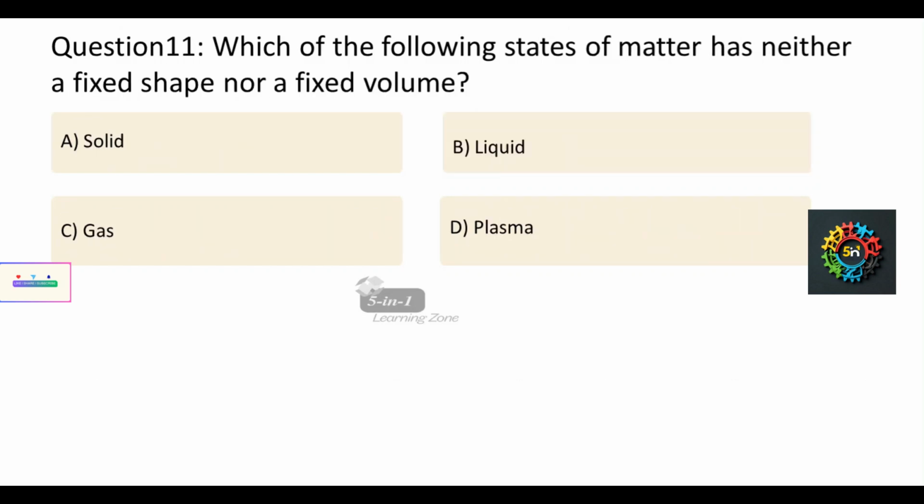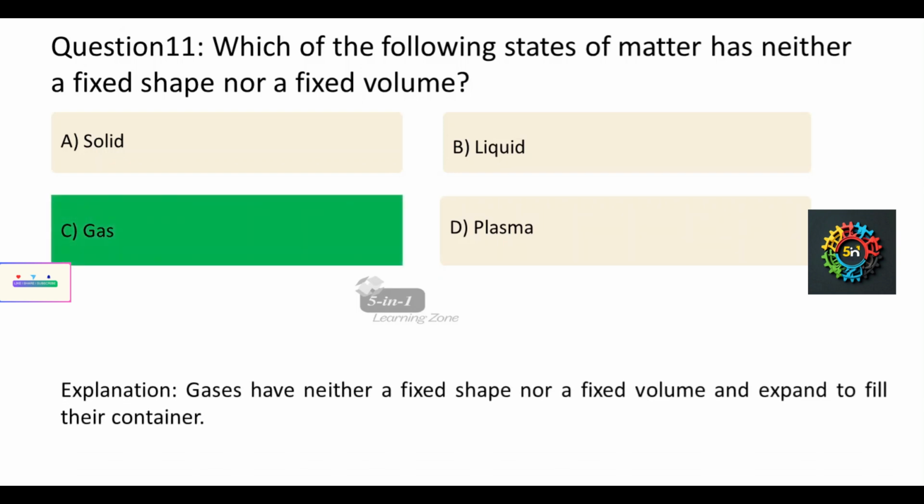Question 11. Which of the following states of matter has neither a fixed shape nor a fixed volume? Correct answer: C. Gas. Explanation: Gases have neither a fixed shape nor a fixed volume and expand to fill their container.